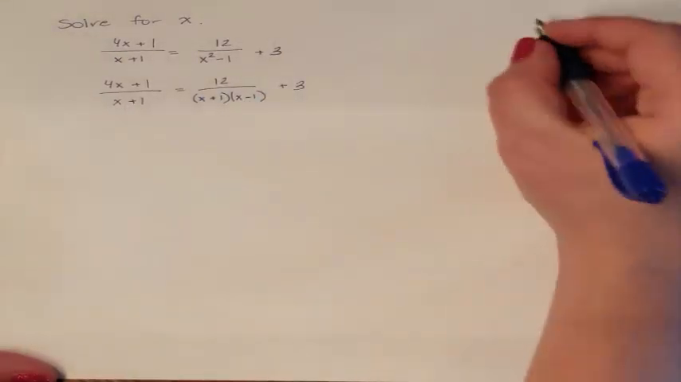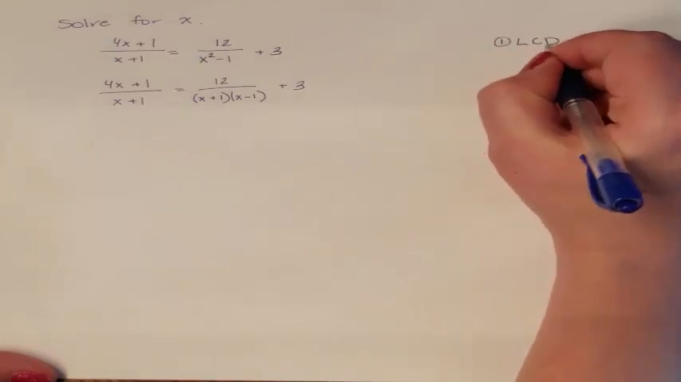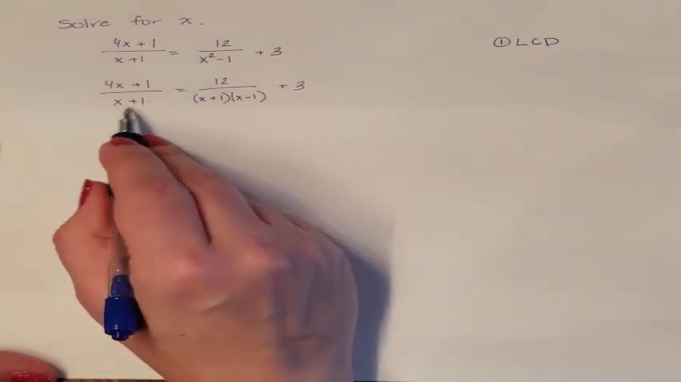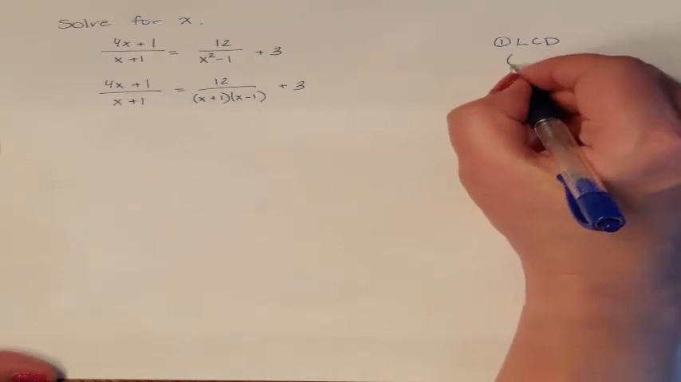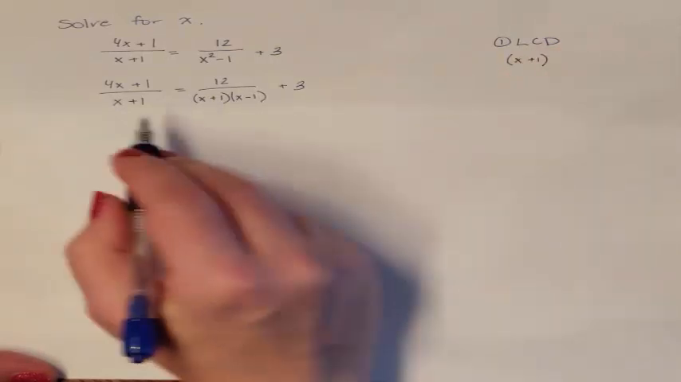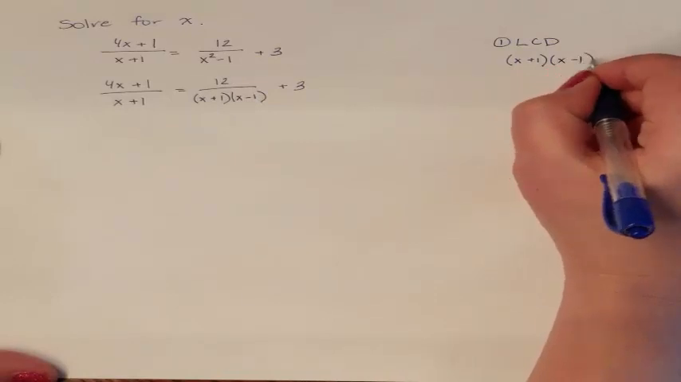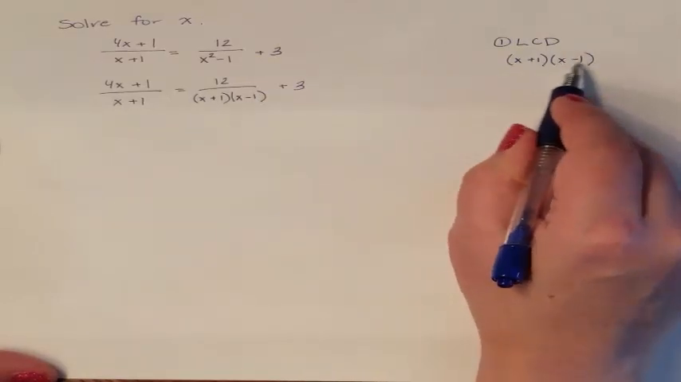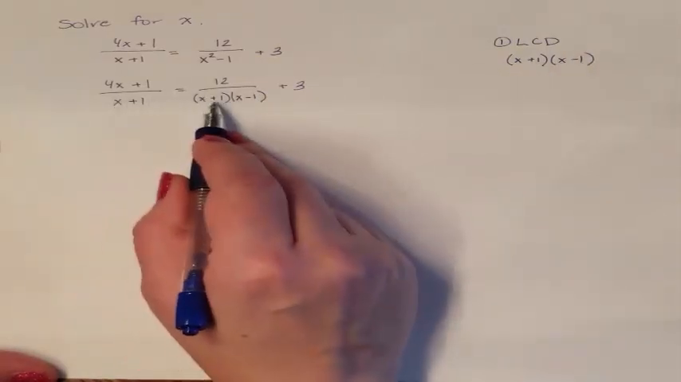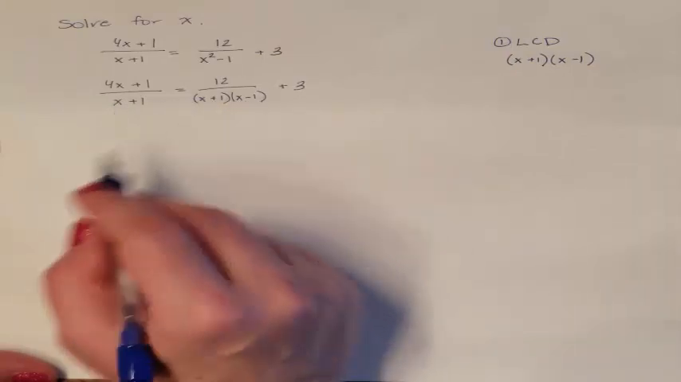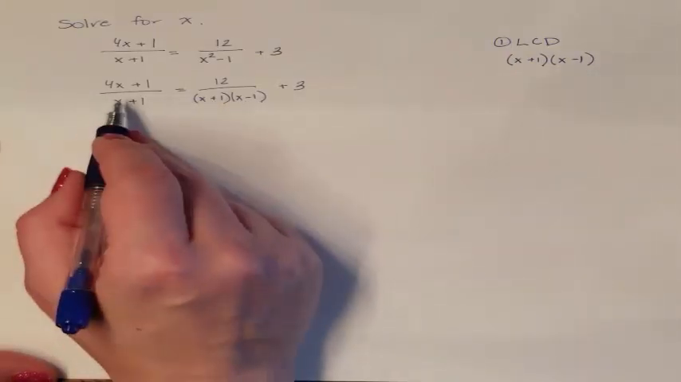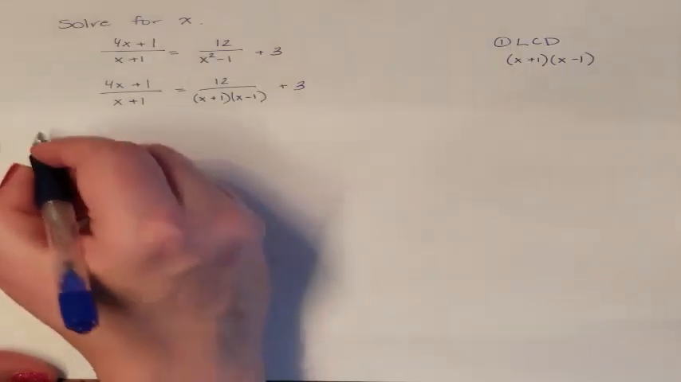So now I can see I needed an LCD, a least common denominator. I see that they already share a denominator of x plus 1. The only other denominator that no one has yet is an x minus 1. I need to multiply everybody by this because that represents every single denominator of my problem, and that'll help me get rid of my fractions. So each one of these is going to get multiplied by this.